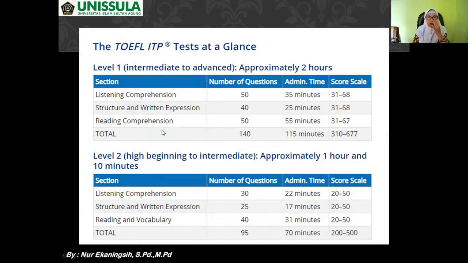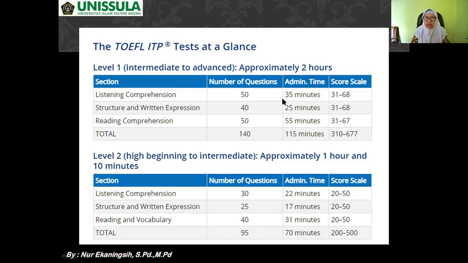And now we come to know about the ITP TOEFL. Okay, we have 2 tables here. This is level 1 for the intermediate to advanced, and then level 2 is for high beginning to intermediate. Both tables are different because they differ on the level. So this is the highest level, and this is the lower level.